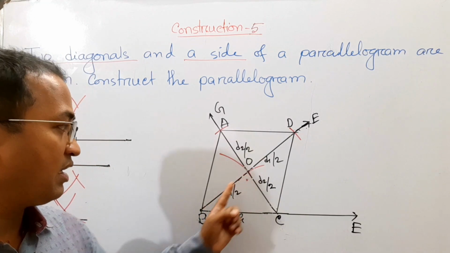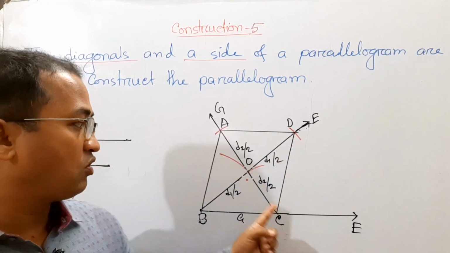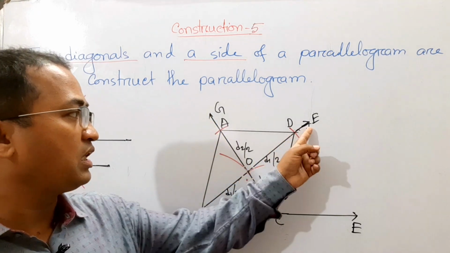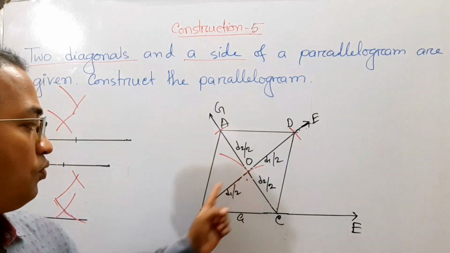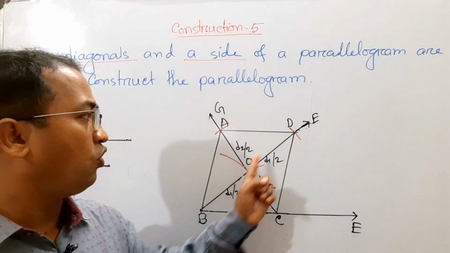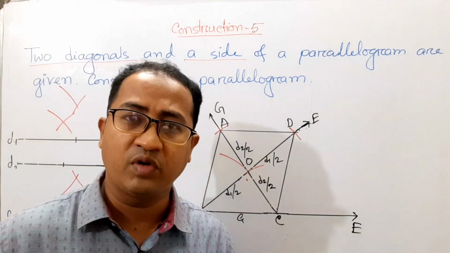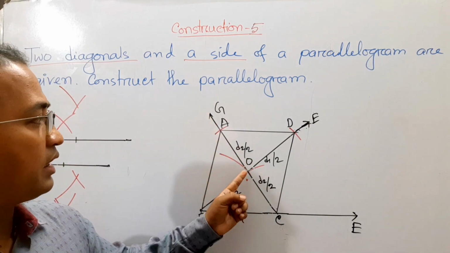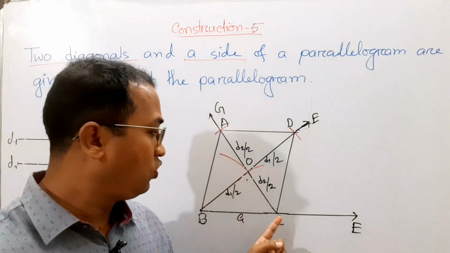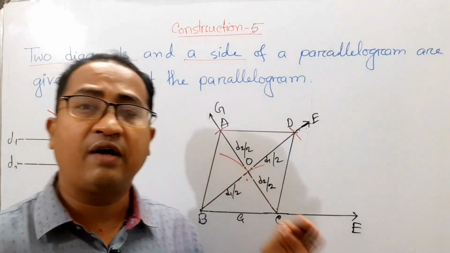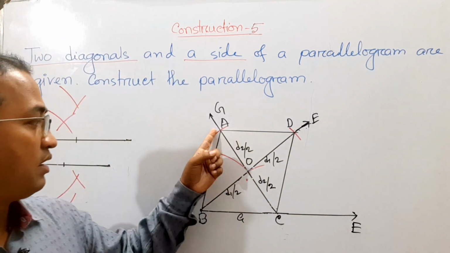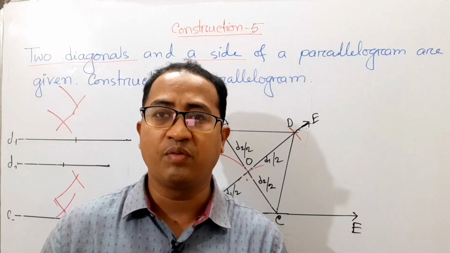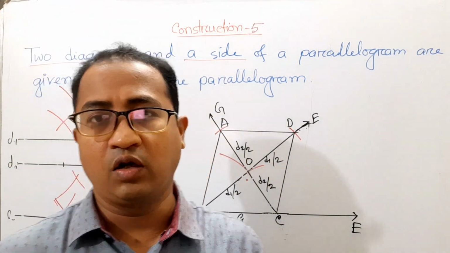Now join OB and expand it up to E. Now join OC and expand it up to G. From OE, we will take OD equal to OB, that is another half of D1. From OG, we will take OA equal to OC, that is another half of D2. Now join AB, CD and also AD. So ABCD is our required parallelogram.